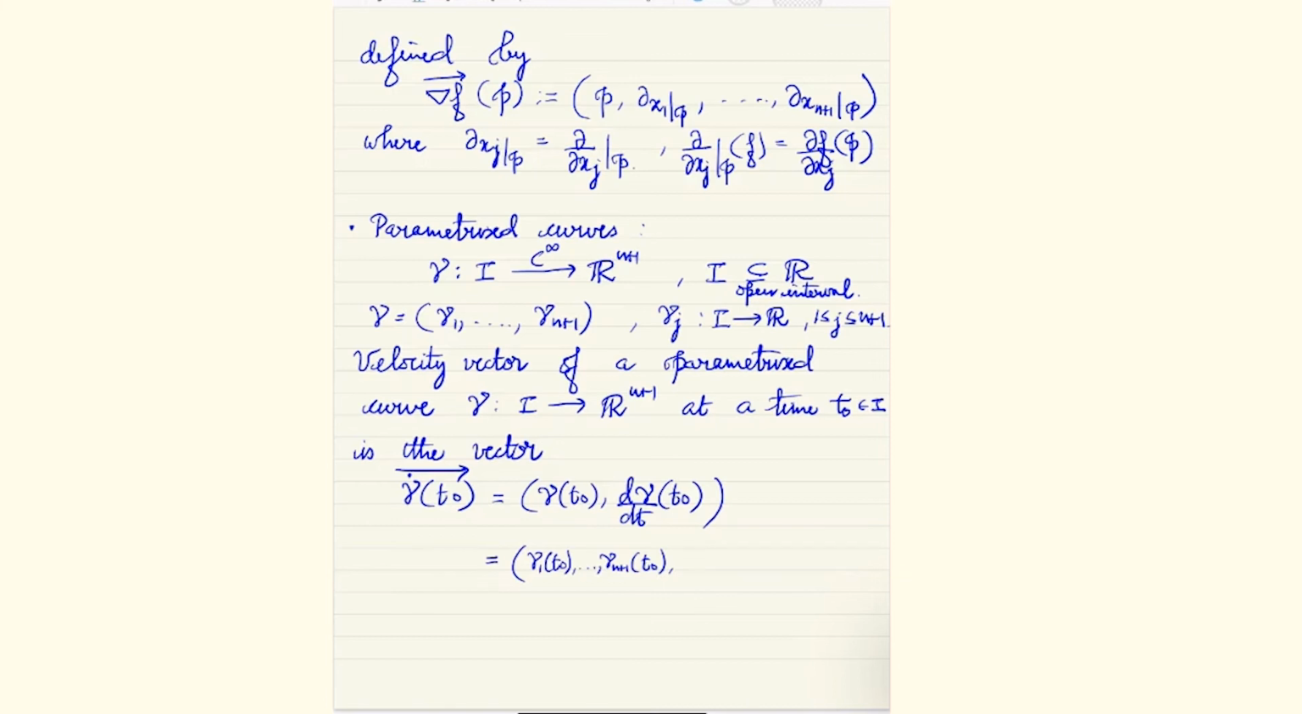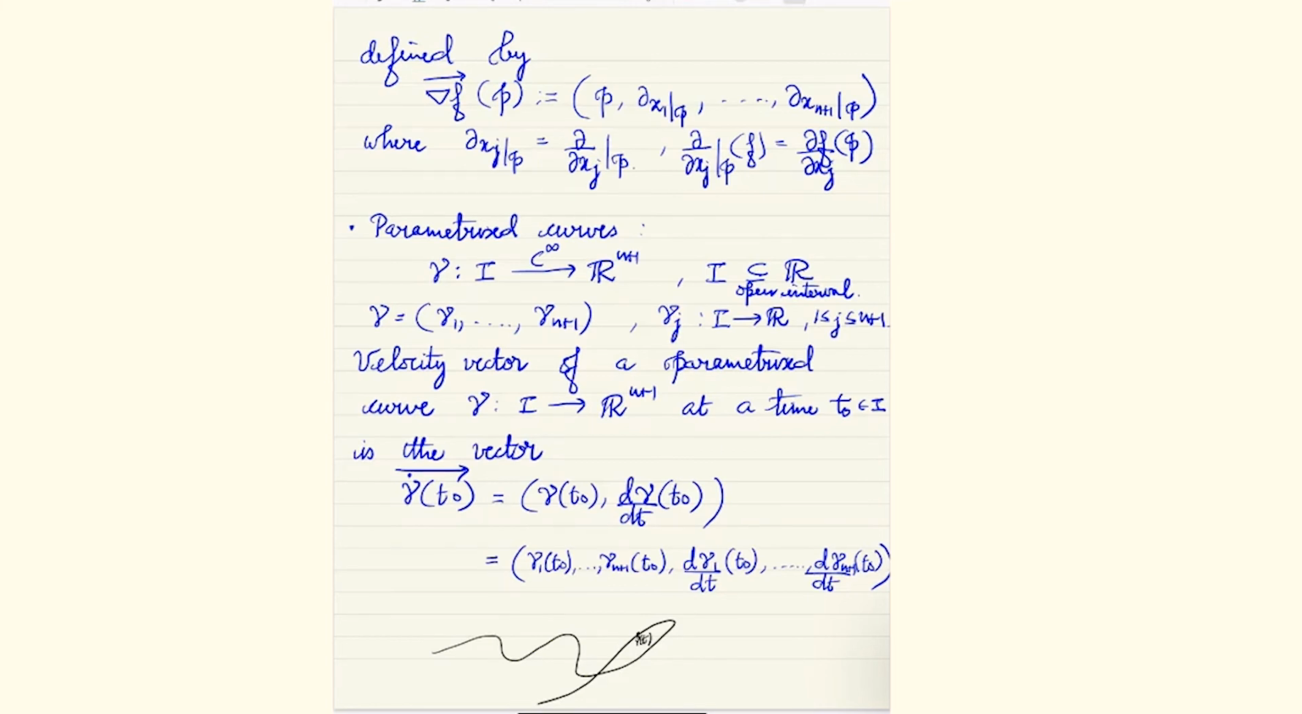So this is just d gamma 1 by dt at t naught, up to d gamma n plus 1 by dt, so just the derivatives of the component functions. So you get an n plus 1 tuple. And again, ideally a picture should be drawn. So let's see. Let's take a point here. Let this be gamma t.